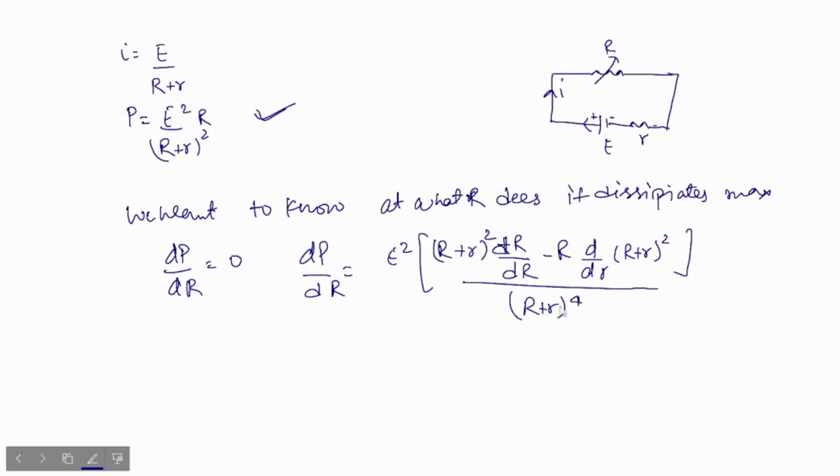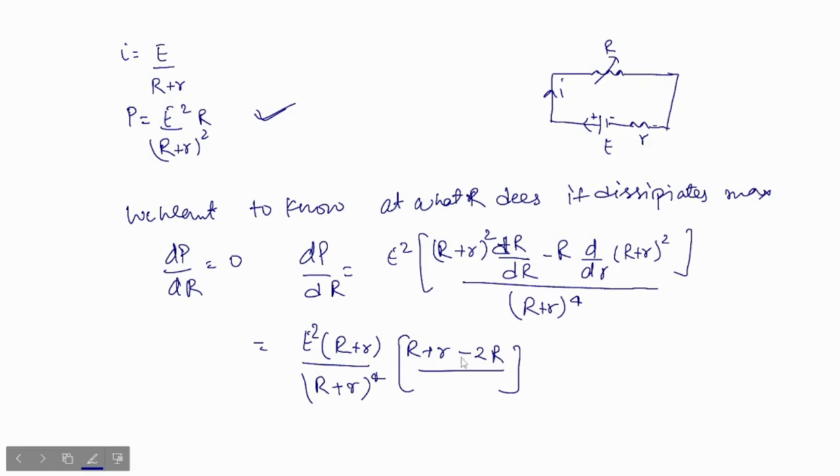So from here, on solving this, you will get E square into (R plus r) minus 2R, upon (R plus small r) to the power 3. This will be like this.